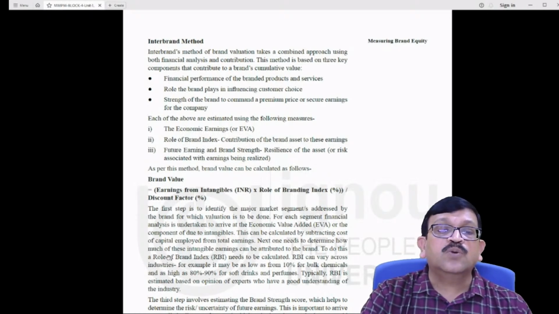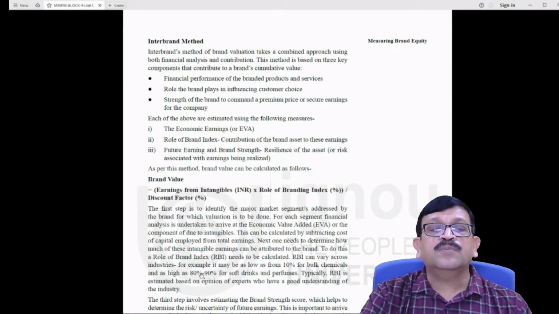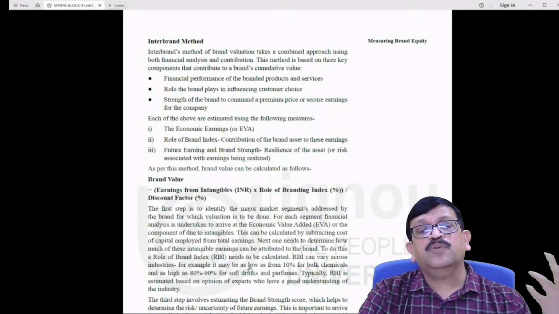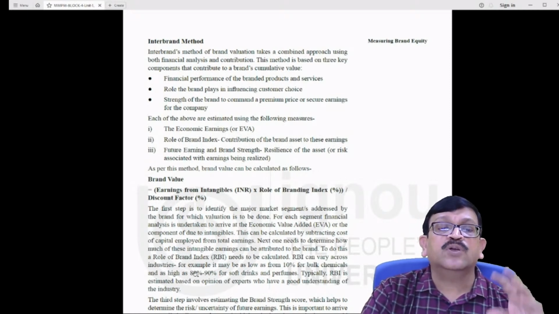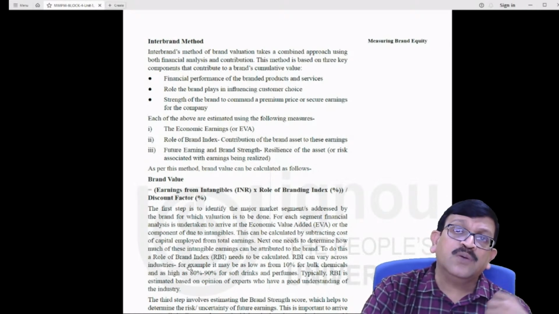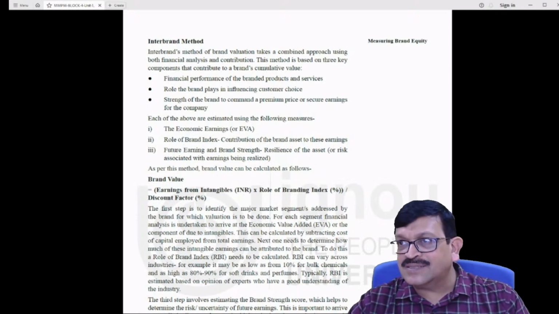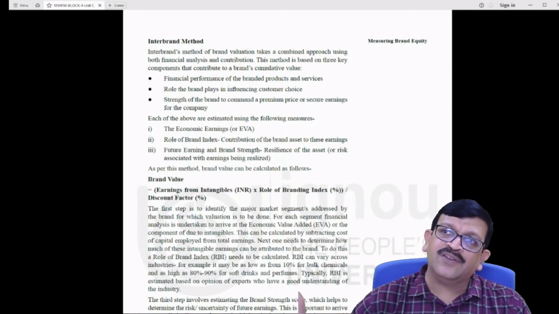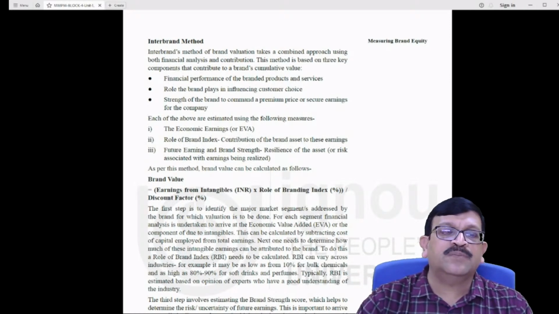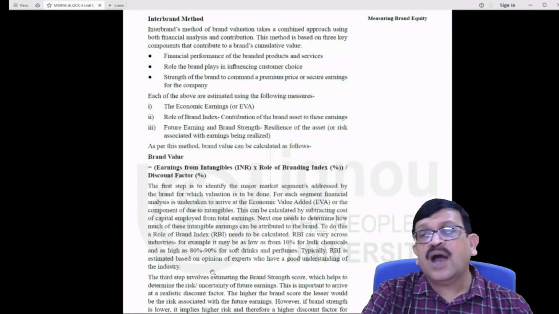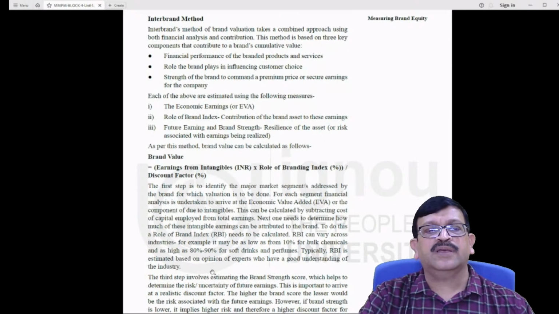So that is what is the role of brand index, where the RBI can be calculated across various industries. An example has been given here. For example, it can be as low as 10% for bulk chemicals to as high as 80 to 90%. So depending upon which industry you are relating it from, the role of brand in that particular industry will spell out how the brand is being purchased. What is the market share? What is the kind of people associated with the brand? So this is a very critical indicator in terms of how that brand is performing in that particular given industry.